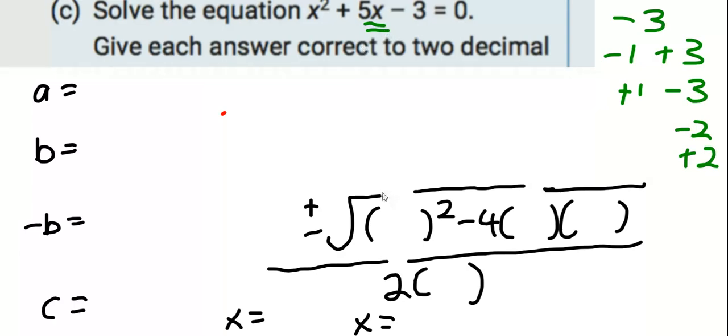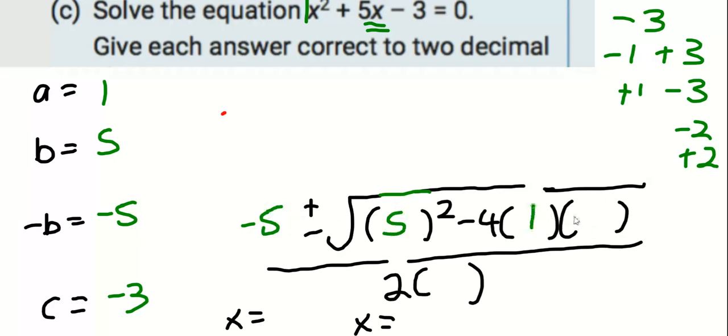All right. So what's the a value this time? What's the a value this time, Eric? B value? Minus b value? C value? Put them in. Much easier than the last one, isn't it? Okay.